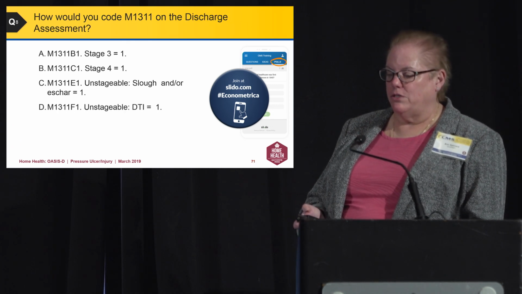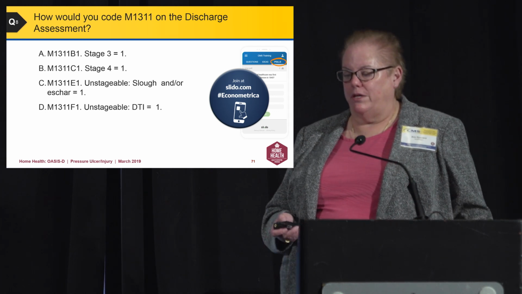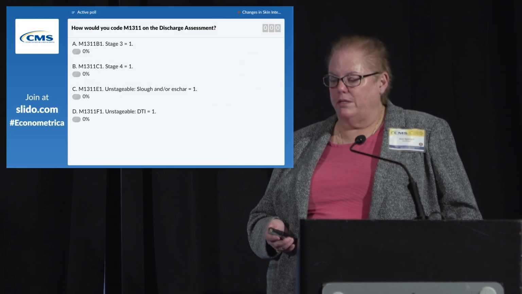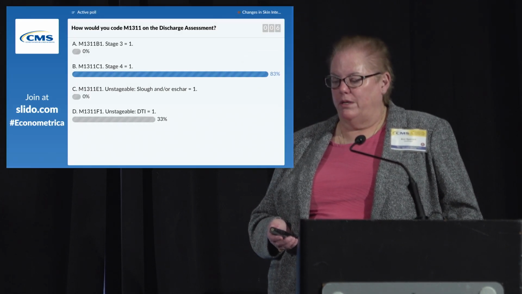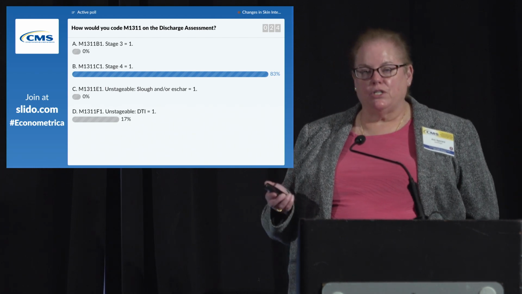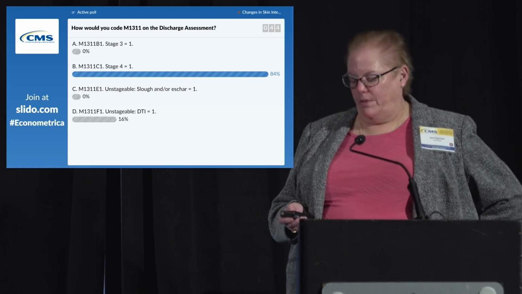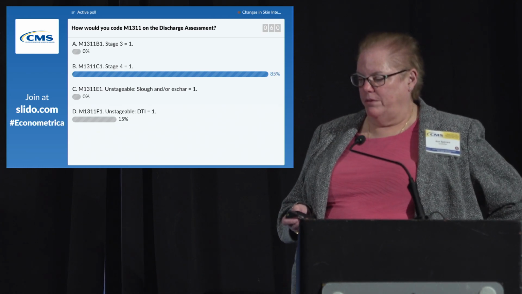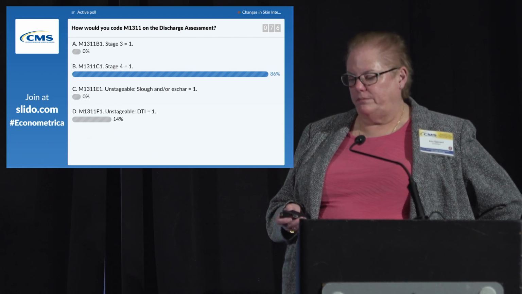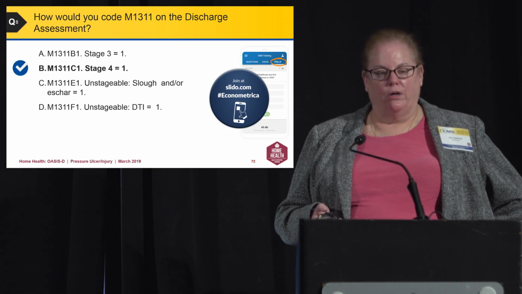All right, so now let's look at the discharge assessment. How would you code M1311 on discharge? Would you code it as a stage 3-1, a stage 4-1, unstageable slough or eschar, or unstageable DTI? Again, this is the discharge. What are you seeing on discharge for this patient? Okay, we have a good number of people responding. So let's look at the answer. And in fact, it's a stage 4.